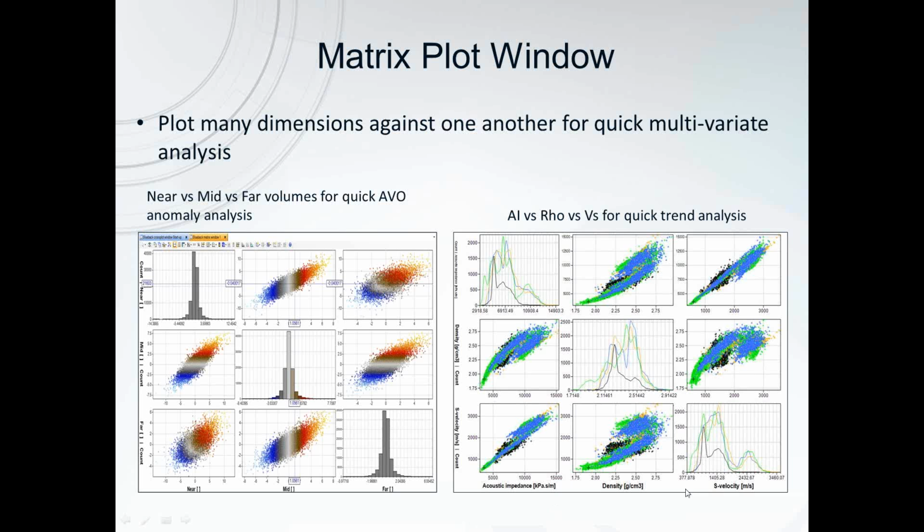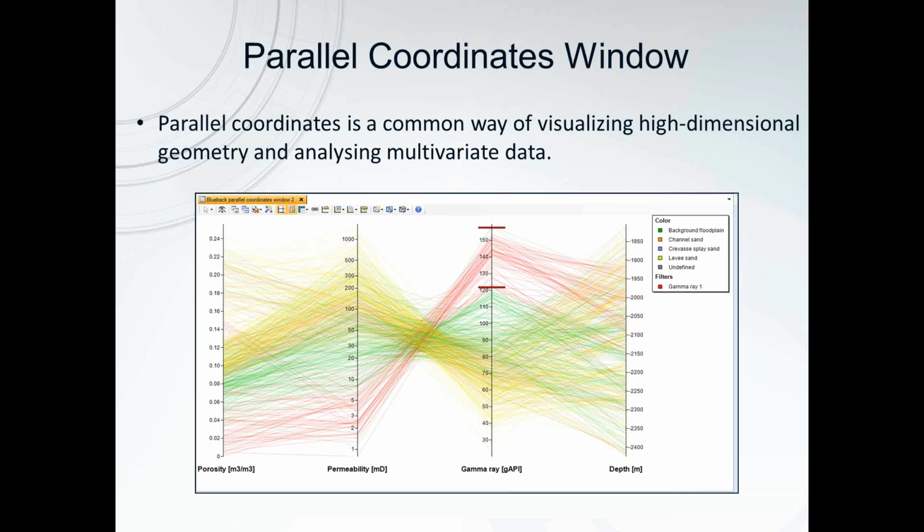Here I have some acoustic impedance, density, and S-velocity well logs that have been loaded again. You can plot each dimension against each other and quickly make a trend analysis.